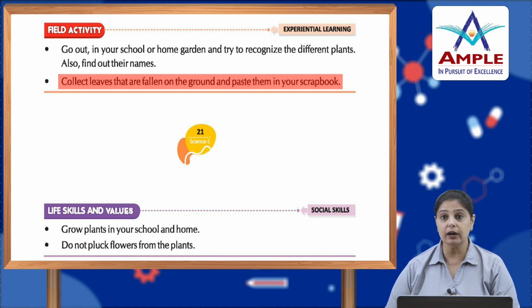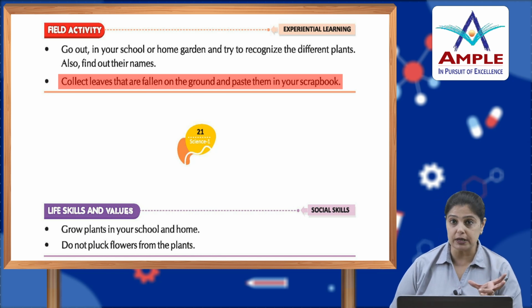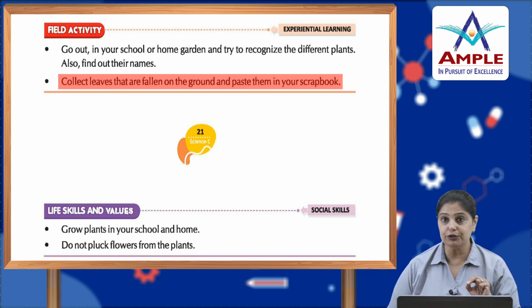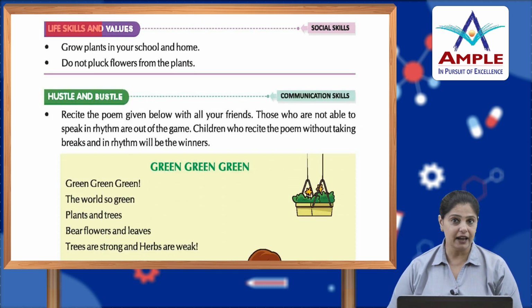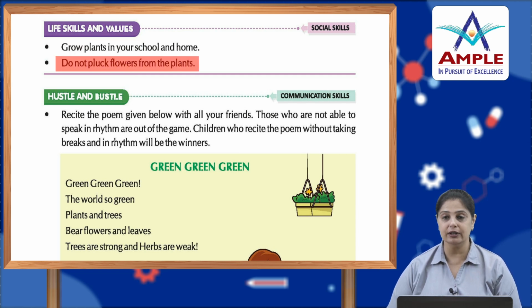Second one is that you have to collect the leaves, okay, that are fallen on the ground, and then you have to paste them in the scrapbook. And then, based on the leaves, if you can, see from which tree they have fallen, and if you can recognize the tree, it will be very nice, okay. Now, life skills and values. Grow plants in your school and home. Do not pluck flowers from the plants, okay. Do not pluck flowers, okay. If you don't need them, unnecessarily do not pluck them, okay.